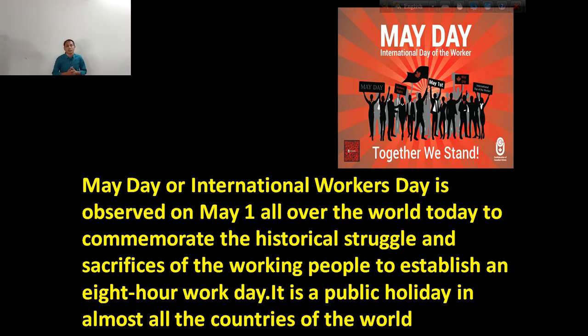Here we recall the historical struggle and the sacrifice of working people who worked at that time to establish an 8-hour work day. Why did they fight? Why did they struggle? They struggled for an 8-hour work day. To set up an 8-hour work day, that was their demand. It is a public holiday in almost all the countries of the world. The day is declared a public holiday. The day is a vacation for all classes of people.